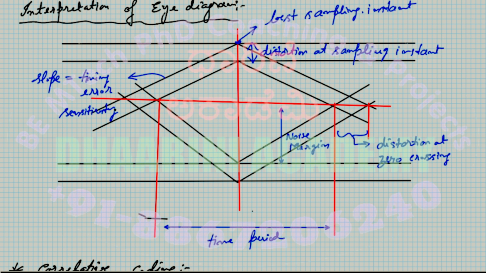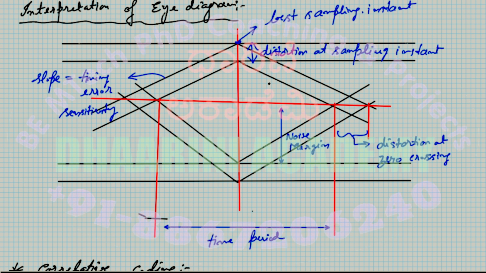Again, it's not always a straight line. If it is not a straight line, you would consider the tangent, because the slope of any curve at that point is the tangent, right? So you can actually use that also. That's called a sensitivity error over there. So these are the various parameters we can measure from the eye diagram.